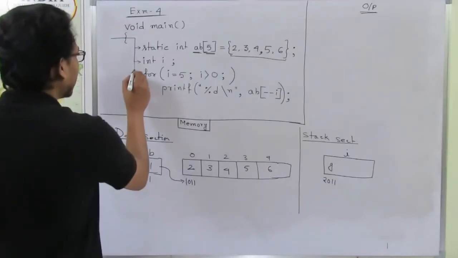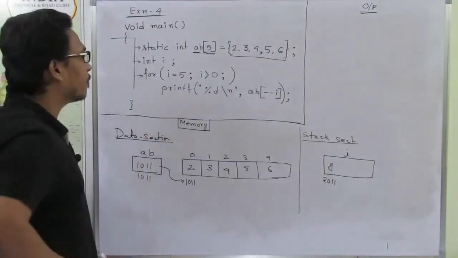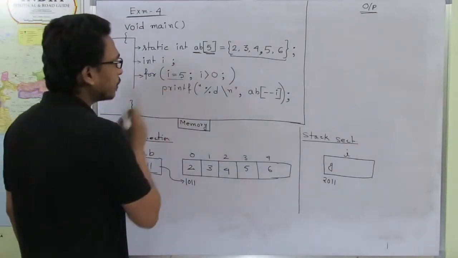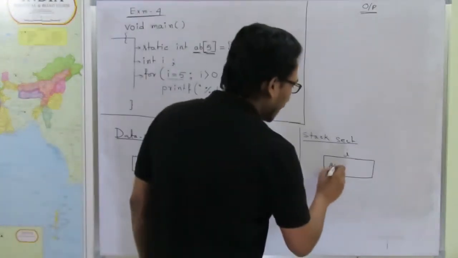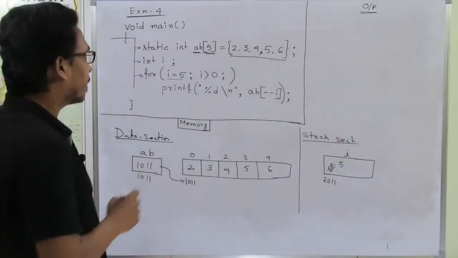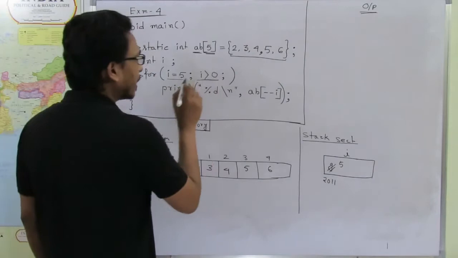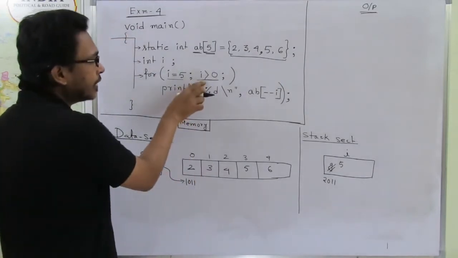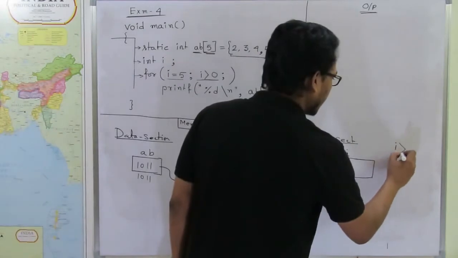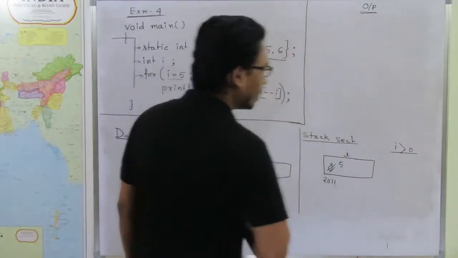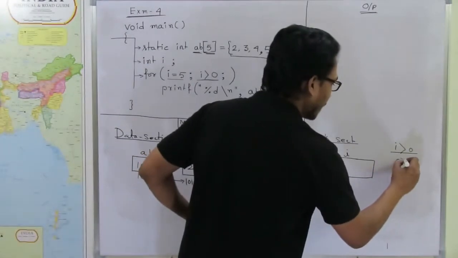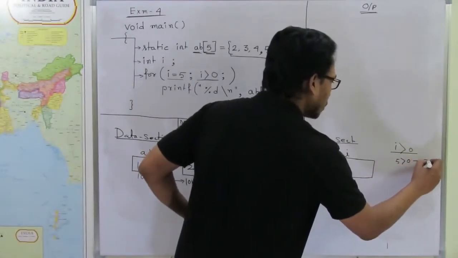Now coming to the next instruction. The next instruction is a for loop. Now in this for loop the value of I is initialized with 5. That means this I will be updated with the value 5. Now the next is the condition. In this condition we check whether I is greater than 0. This is our termination condition. So the value of I is 5. So 5 greater than 0, the condition is true.